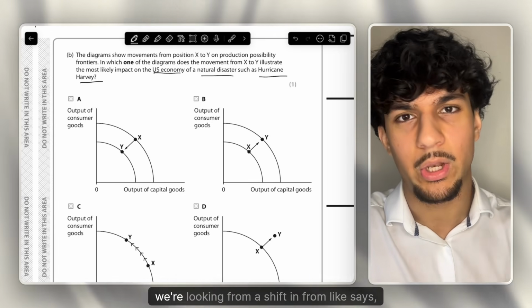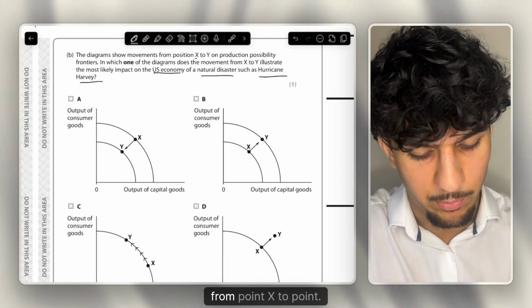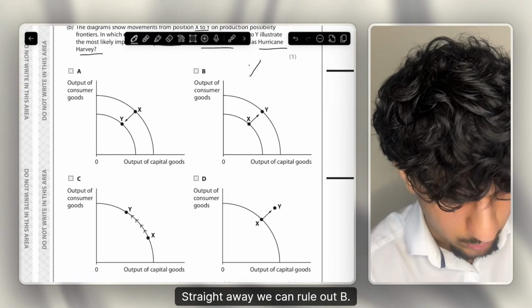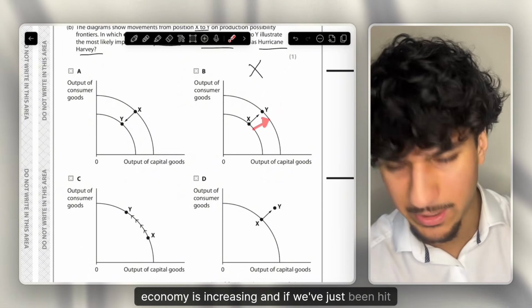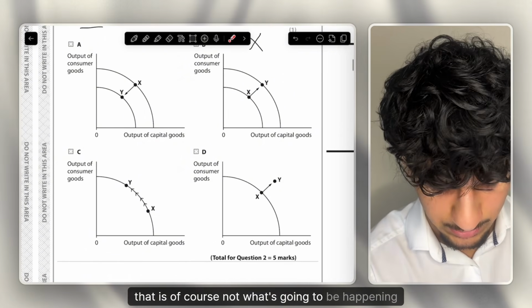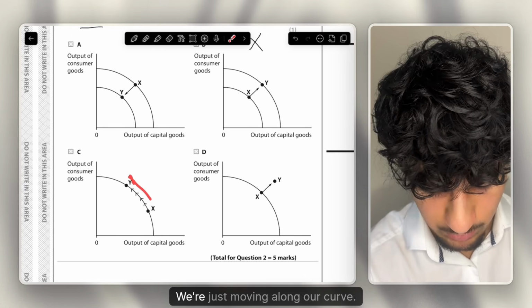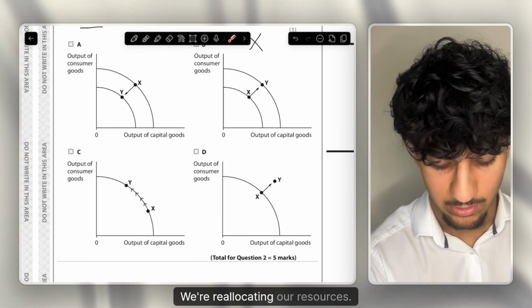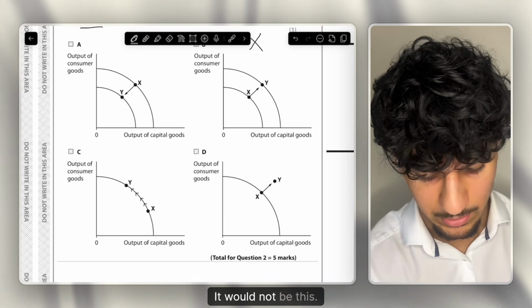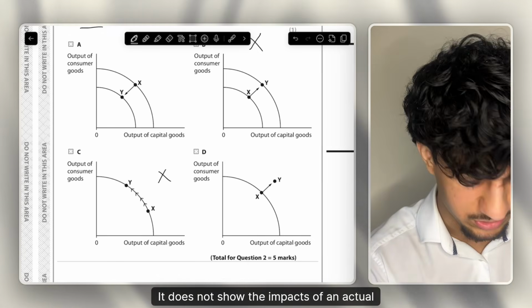So what we're looking for is a shift in, like it says, from point X to point Y. Straight away we can rule out B, since of course the production potential of the economy is increasing, and if we've just been hit by a natural disaster, that is of course not what's going to be happening. Here from X to Y, we're just moving along our curve, nothing's really changing, we're just reallocating our resources, you could say. So yep, it would not be this, it does not show the impacts of a natural disaster.